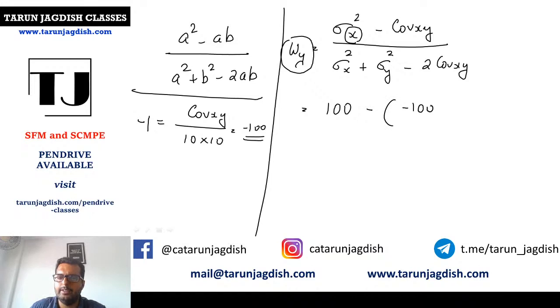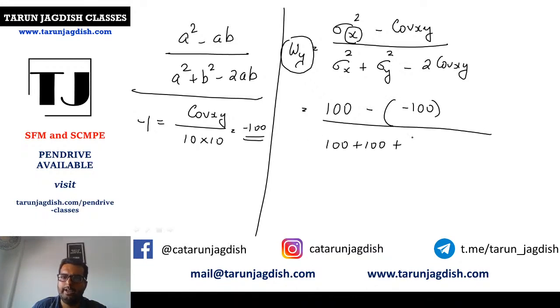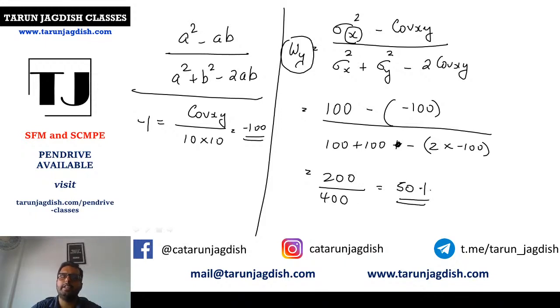It will be 100 minus -100 whole divided by 100 plus 100 plus minus 2 into -100. Am I right? So I'll get the answer as 200 divided by 400. I will get the exact same answer as 50% which I got earlier. So hence proven that we will get the same answer whether we use the trial and error method or the formula method. Can you please write down this in your books now?